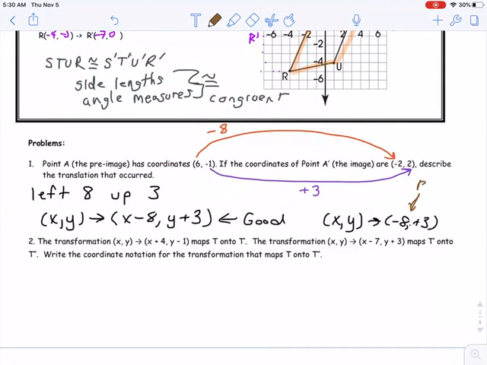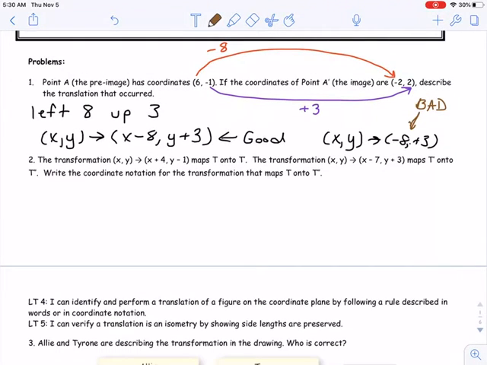So this is bad. Don't do it like this. Make sure you include the x. Make sure you include the y. Alright? Next, the transformation (x, y) arrow (x plus 4, y minus 1) maps T onto T prime.